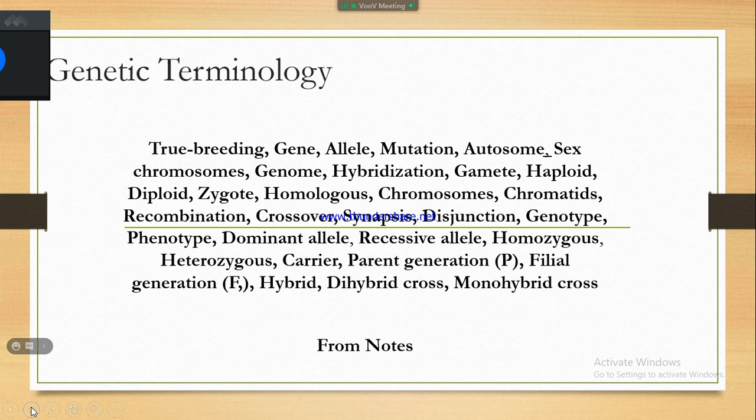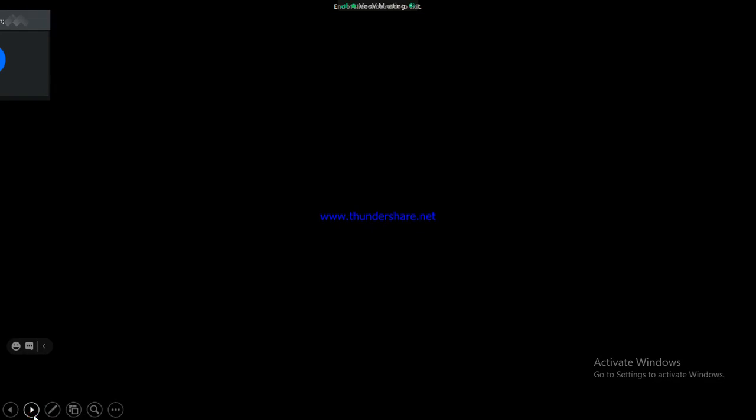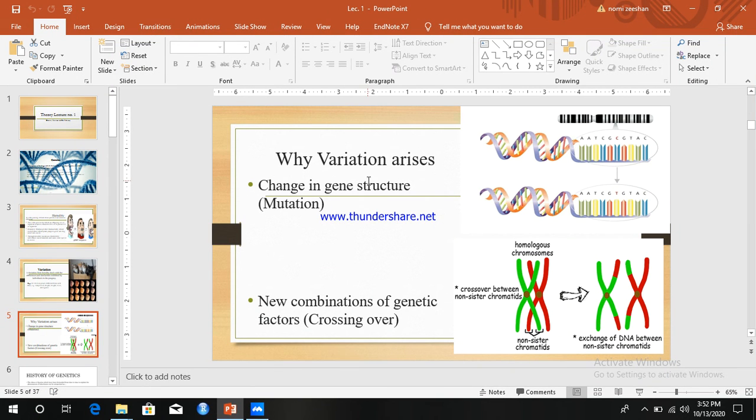You can clarify these terms from the notes. I have sent you the detailed notes with the definitions. So that's all for today. If you have any questions regarding the history, please ask.